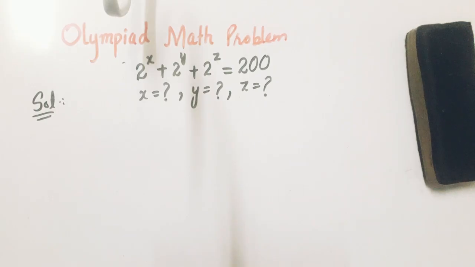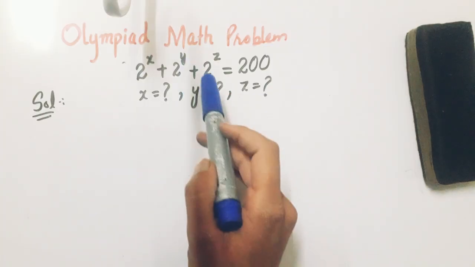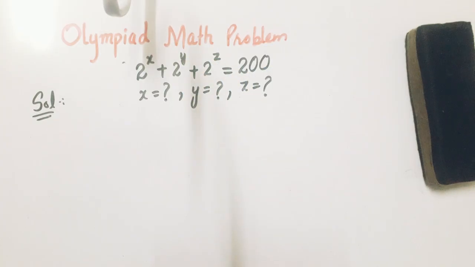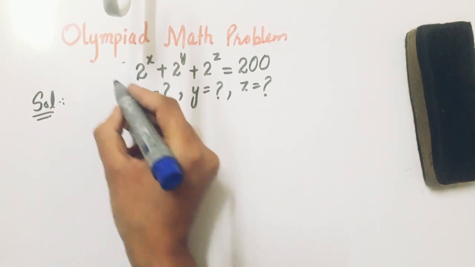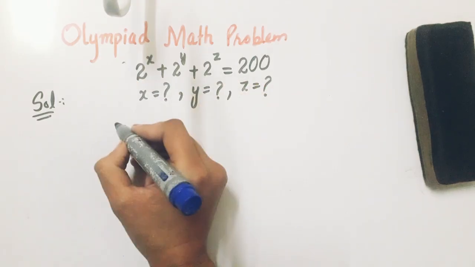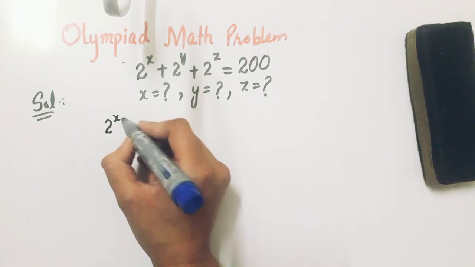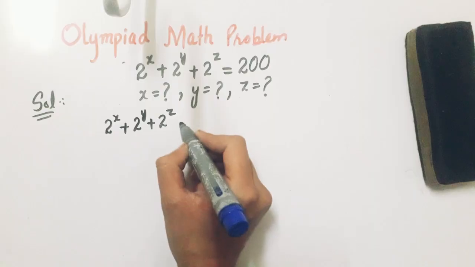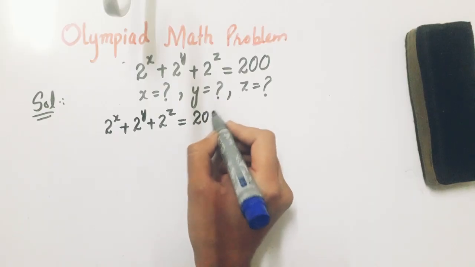In today's video, we will solve another Olympiad math problem, that is 2 raised to power x plus 2 raised to power y plus 2 raised to power z equals 200. You have to find the value of x, y and z. To solve this question, we will first consider this original equation, that is 2 raised to power x plus 2 raised to power y plus 2 raised to power z equals 200.